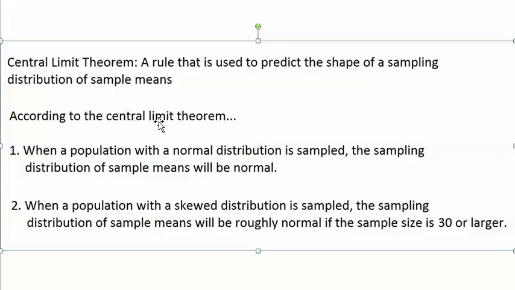According to the central limit theorem, when a population with a normal distribution is sampled, the sampling distribution has to be normal, no matter what sample size is being used. When a population with a skewed distribution is being sampled, the sampling distribution will be roughly normal if the sample size is 30 or larger. I think this rule will become a little more clear if we look at some diagrams.